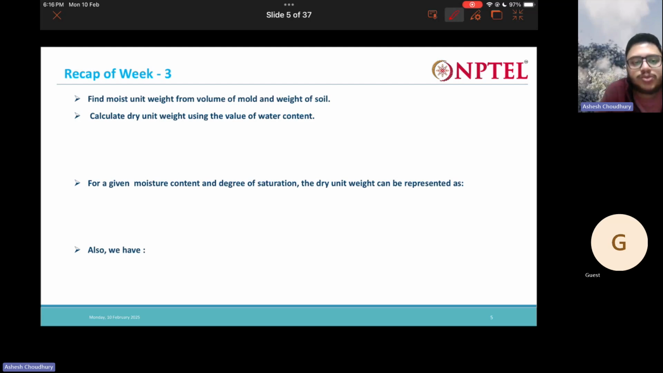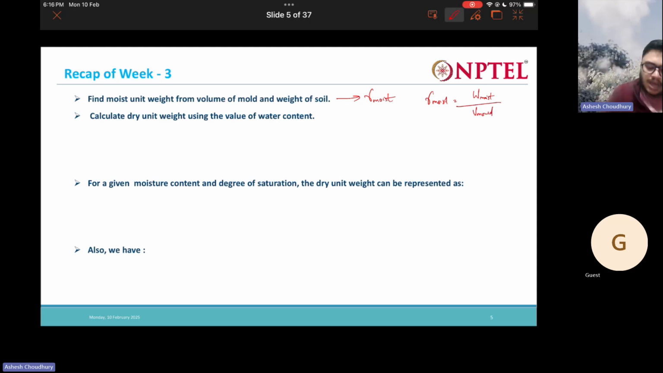Now that moist weight of the soil, if you divide it by the volume of the mold, you are going to get the moist unit weight of the soil. So moist unit weight is nothing but the weight of the moist soil divided by the volume of the mold, right?